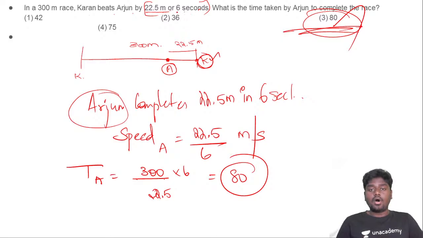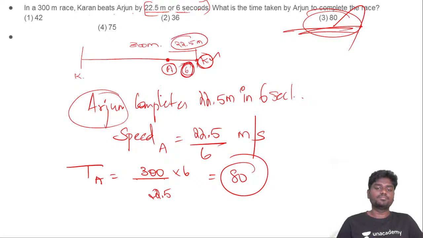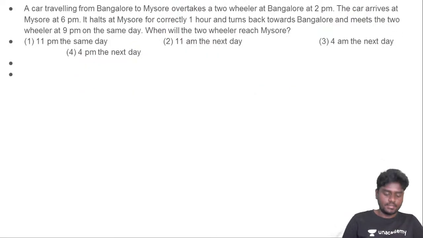And 'or 6 seconds' means Karan is 6 seconds ahead of Arjun, which means it will take Arjun 6 seconds to cover that. That's it. The distance is given and the time taken is given, so the speed will ultimately be 22.5 by 6. This will be the speed of Arjun. Come on guys, start doing the next question.